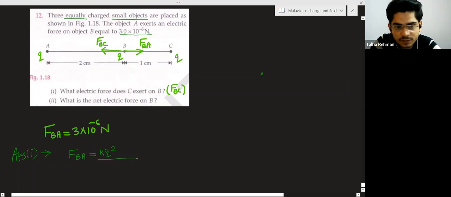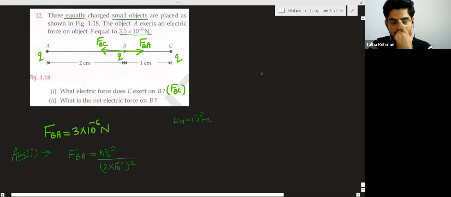The distance is given in centimeters, and 1 centimeter equals 10 to the power minus 2 meter. Actually, we are using all the quantities in SI units. And this value is given as 3 into 10 to the power minus 6.